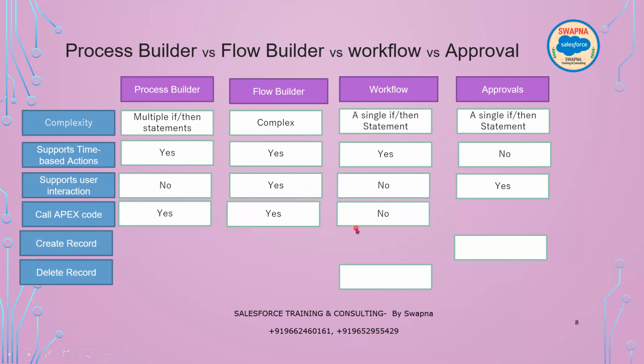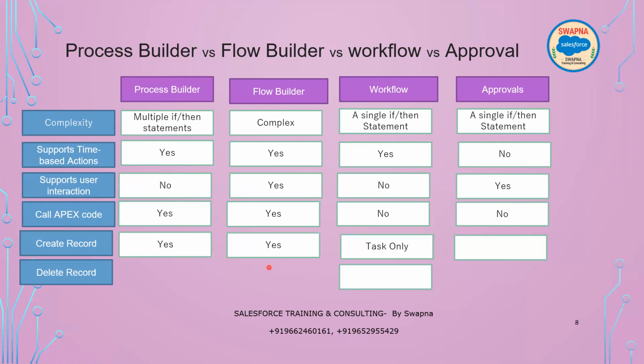From workflow, we cannot call. From the approval, we cannot call the Apex code. And creating a record through the process builder, yes, it is possible. And flow builder also it is possible. Workflow, we cannot create a record, only the task will be created. And here also in the approval process, we can create a task.